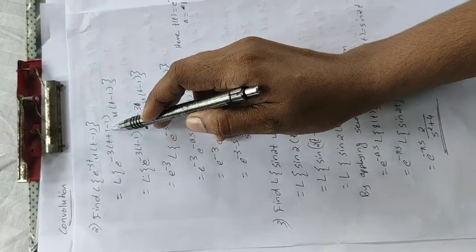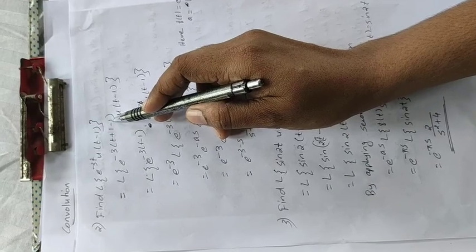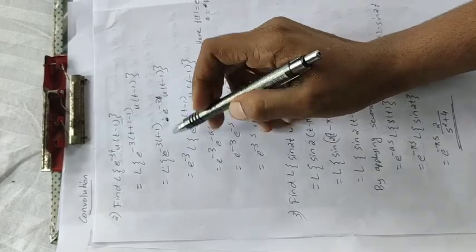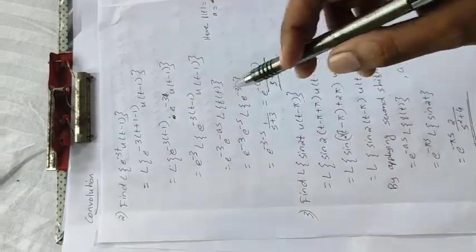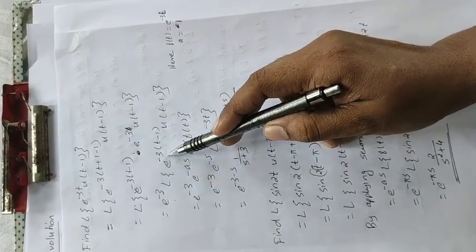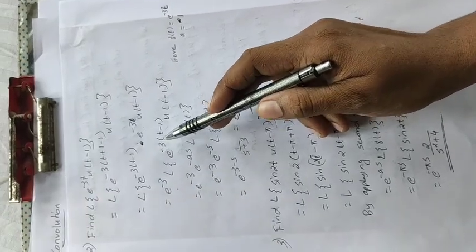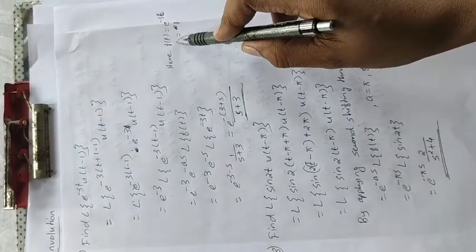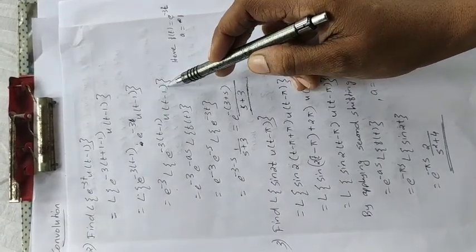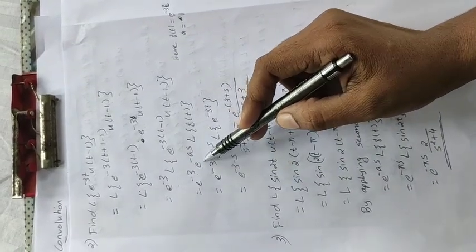Then we can separate this: e raised to minus 3 into (t minus 1) into e raised to minus 3. Separate the two terms and take e raised to minus 3 outside, as that's a constant. Therefore e raised to minus 3 into L of e raised to minus 3 into (t minus 1) into u of t minus 1. Now this is of the form f of t minus a. So from this we can write f of t equal to e raised to minus 3t.